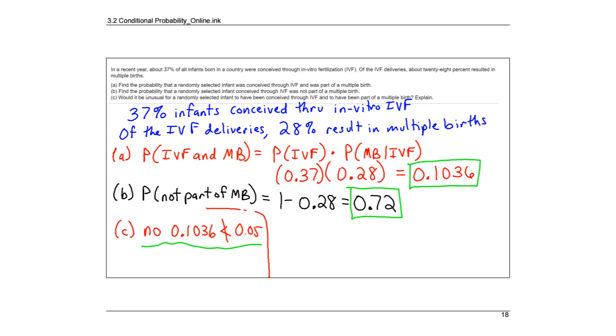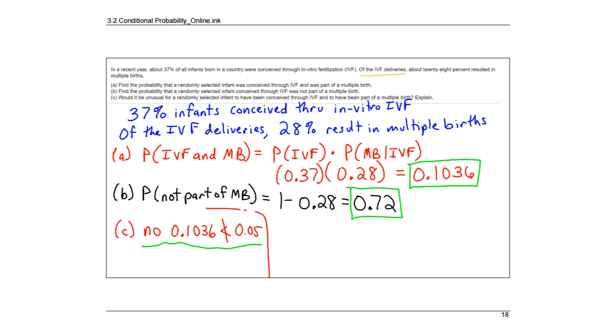Okay, so let's see what we have here. It says in a recent year, about 37% of all infants born in a country were conceived through in vitro fertilization, so IVF. Of the IVF deliveries, about 28% resulted in multiple births. Okay, so notice how it says of the IVF deliveries, about 28%. Okay, so what happens here is they said find the probability that a randomly selected infant was conceived through IVF and was part of a multiple birth.